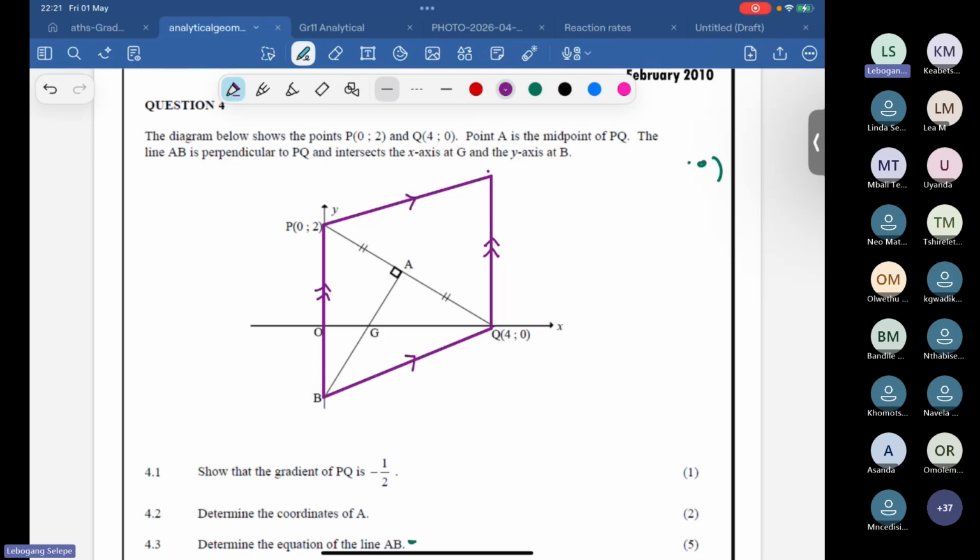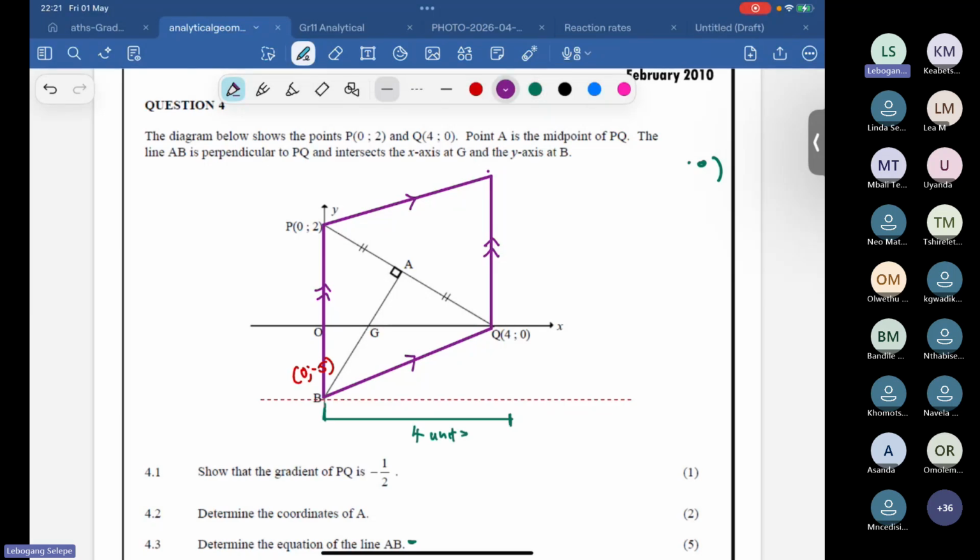So what she was saying was that if I know that B is (0; -5), I can draw a line parallel to the x-axis like this and ask myself how many units it takes to move from B to Q. That is 4 units. How do I know? The x-coordinate of B is 0. The x-coordinate of Q is 4. So it takes me 4 units to move horizontally to get to Q.